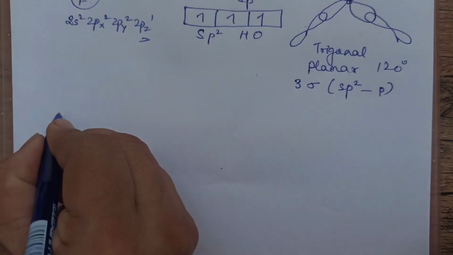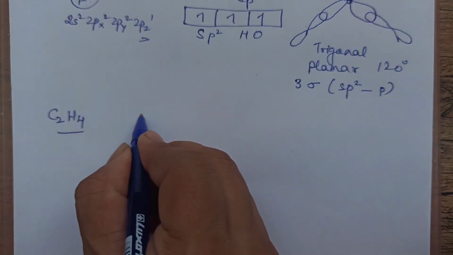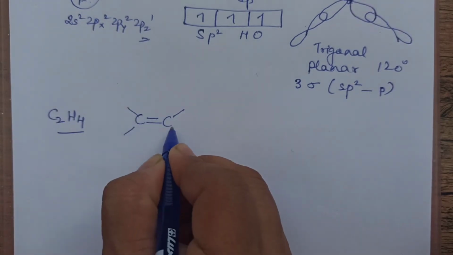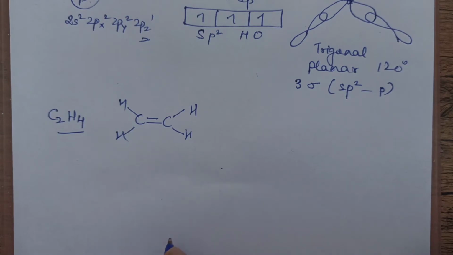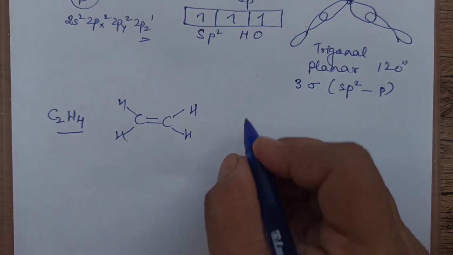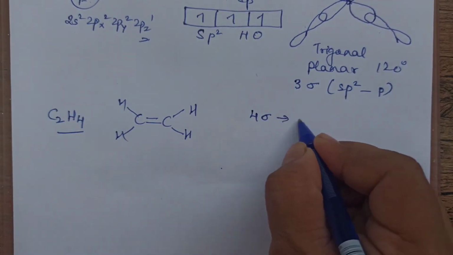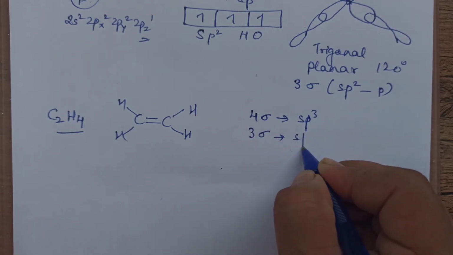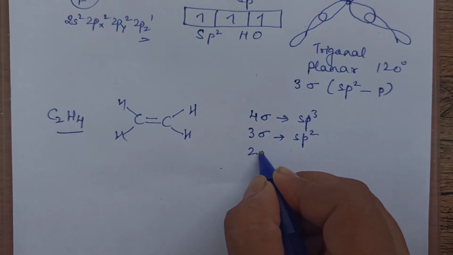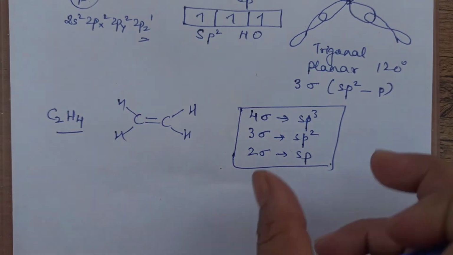sp2 hybridization. Say I am talking about ethene, C2H4. Right? So you basically have an idea of the carbon double bond. This is ethene, right? So we know there is a double bond, and actually in hydrocarbons we also calculate the hybridization on the basis of the sigma bonds. Okay, if there are 4 sigma bonds in any hydrocarbon, then the hybridization is sp3. If there are 3 sigma bonds, it is sp2. If there are 2 sigma bonds, then it is sp. You can write this, it's quite important for finding the hybridization in hydrocarbons, right?